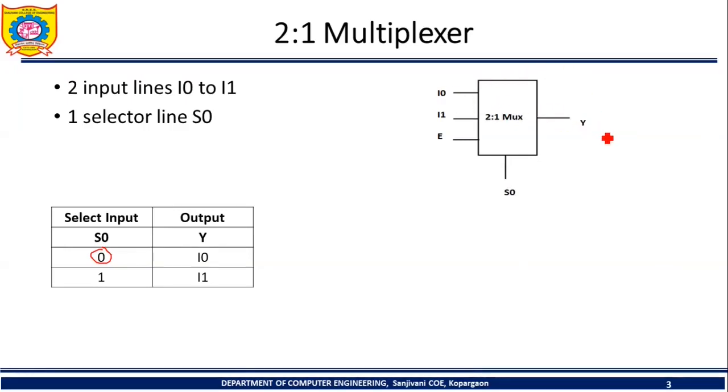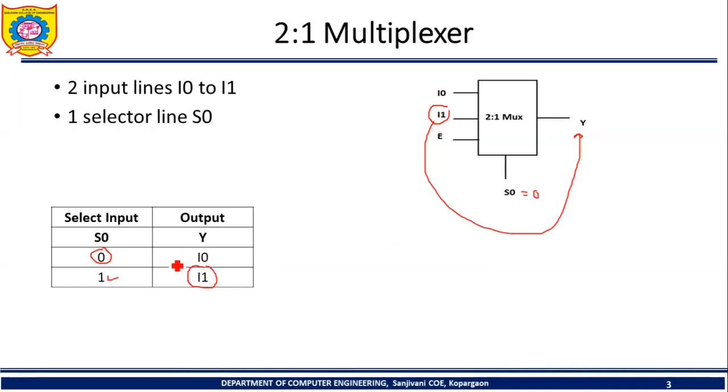So can I say that I0 will become output? Yes, when S0 is 0, the I0 line will become output. So Y is equal to I0. Output is I0 whenever S0 is 0. And whenever S0 is 1, which input line will be selected? I1 will be selected, and the data present on I1, either 1 or 0, will be sent to the output line. So when S0 is 1, the output of the multiplexer will be I1.